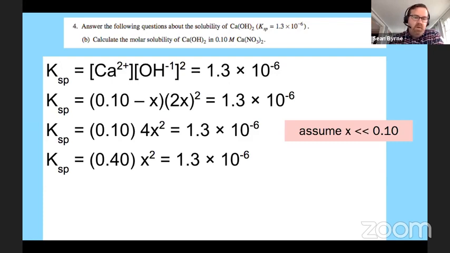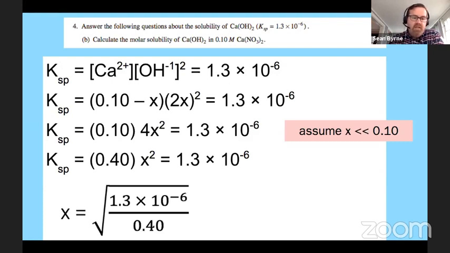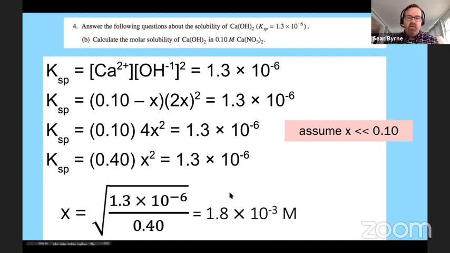So 0.1 times 4 is 0.4. And then our x is equal to 1.3 times 10 to the minus 6 divided by 0.4. And then we'll take the square root of that whole thing. And we'll get 1.8 times 10 to the minus third as our concentration or as our solubility. And because x is the concentration of calcium and it's the concentration of calcium hydroxide, we can say that this is our molar solubility of calcium hydroxide.